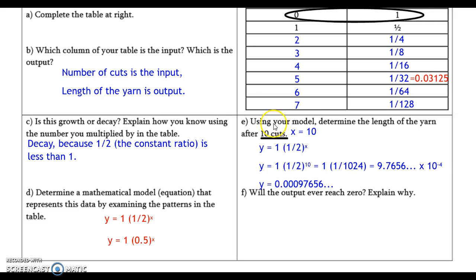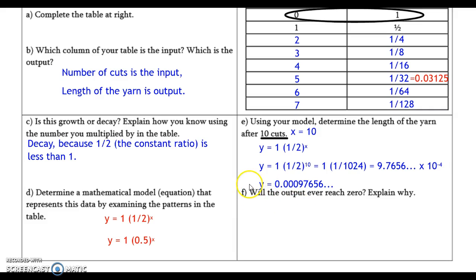All right, here's the answer for letter E. Using your model to determine the length of yarn after 10 cuts, we know that x is equal to 10. That's what is indicated here. We took our function that we determined in section D, and we substituted in the value 10, and we got this number in our calculator, 9.7656. And it went on a little bit, and then there was an E, a -4. That E indicates scientific notation, times 10 to the. So that was 9.7656, etc., times 10 to the -4th. This is translated out into decimal form. It's always best if you leave it in decimal form rather than putting it into scientific notation.